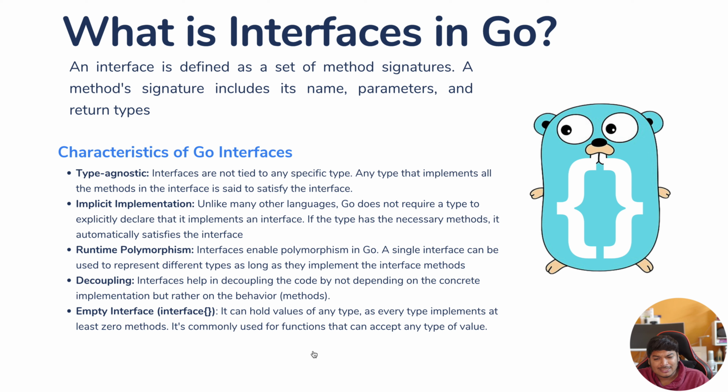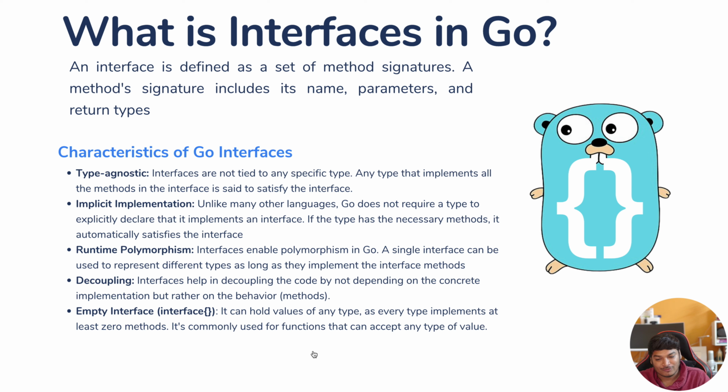So interfaces enable polymorphism in Go, and a single interface can be used to represent different types as long as they implement the interface methods. And I'll explain all these things, I'll show all these things, don't worry. And the fourth one, interfaces help in decoupling the code by not depending on the concrete implementation, but rather on the behavior, or based on methods.